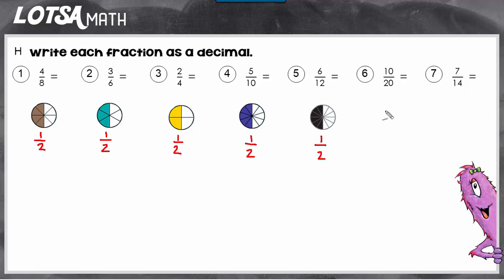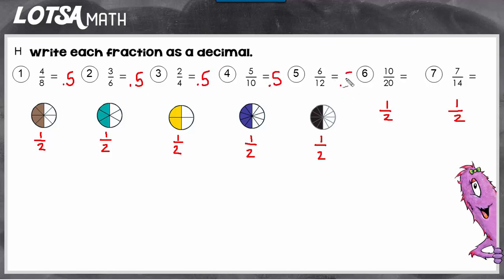So every one of these fractions is really just a half. If you ate 10/20ths of a pizza, you really just ate half of the pizza. So when you understand that all of these fractions that are doubles are actually just a half, you can easily write the decimal because you know that the decimal for a half is 0.5. So the answer to all of these problems is going to be 0.5 because they all simplify to a half.